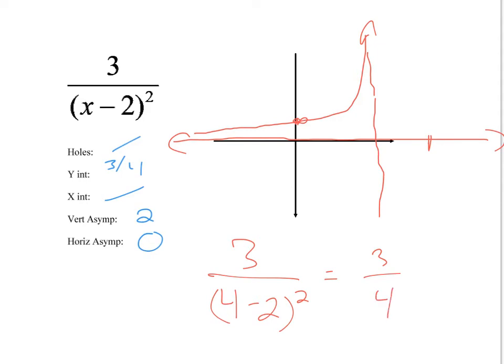So I'm going to have a point right here at 3/4, which now means that the right side of my graph is going to hug my asymptotes passing through that point, and it's going to look like that. There's my graph, and we'll talk about this in class 2, but I do want you to have this example.